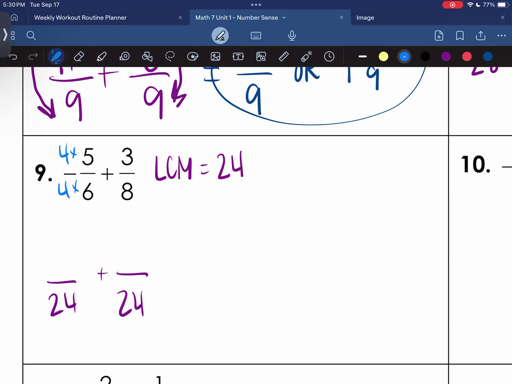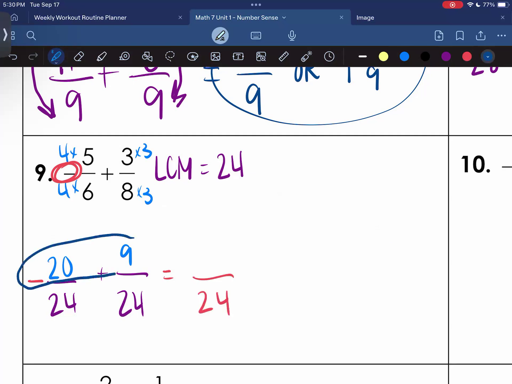4 times 5 is 20. 8 times 3 got us to 24. So we also have to multiply by 3 on the top. 3 times 3 is 9. All right. This fraction was negative, so this fraction must stay negative. Same as before, we keep our denominator the same. And now on top, we have negative 20 plus 9. You can put that into a calculator. The negative symbol is just the minus sign. So negative 20 plus 9 would get you negative 11. And this is simplified.